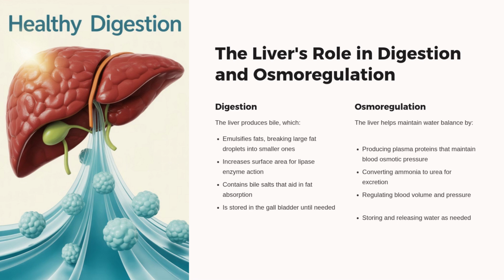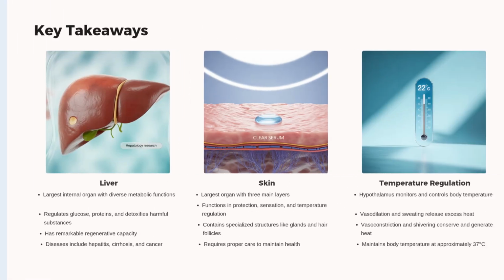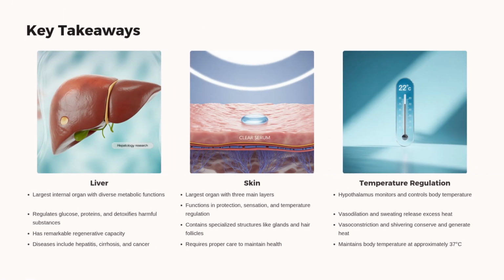Osmoregulation. The liver helps maintain water balance by producing plasma proteins that maintain blood osmotic pressure, converting ammonia to urea for excretion. Regulating blood volume and pressure. Storing and releasing water as needed. Key takeaways. Liver. Largest internal organ with diverse metabolic functions. Regulates glucose, proteins, and detoxifies harmful substances. Has remarkable regenerative capacity. Diseases include hepatitis, cirrhosis, and cancer.